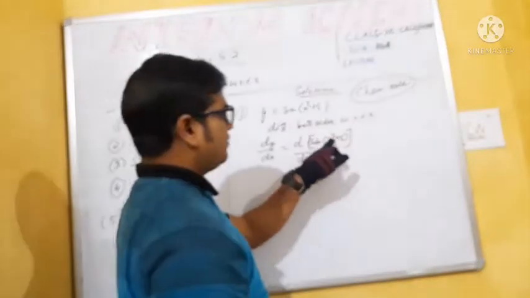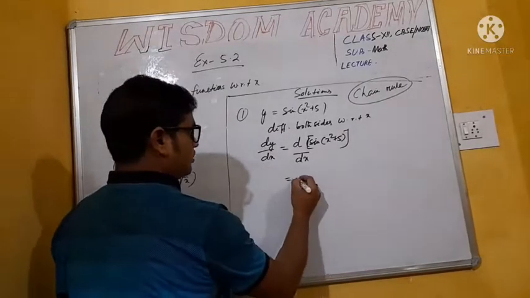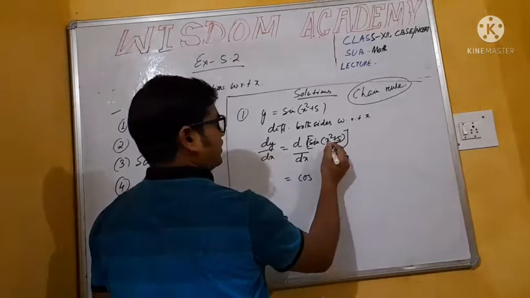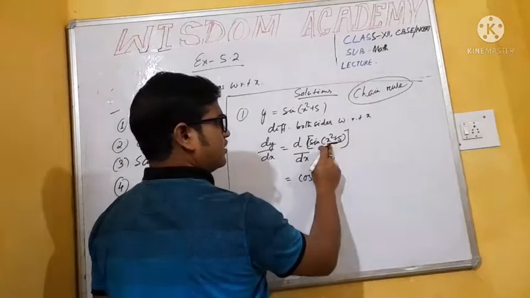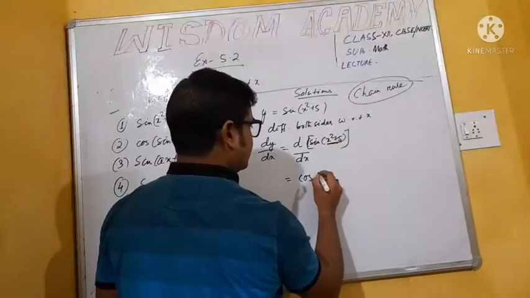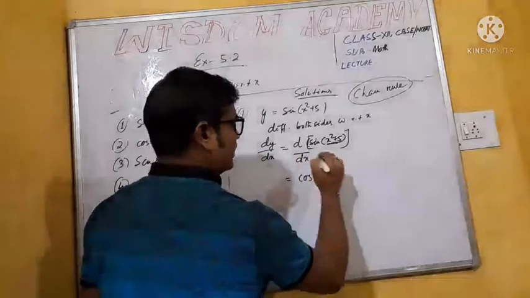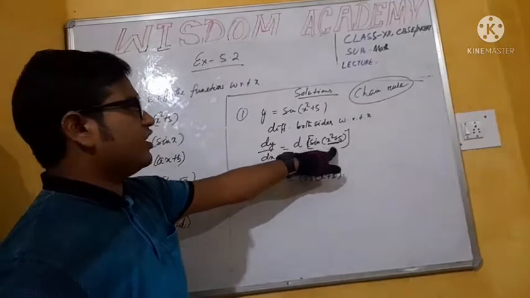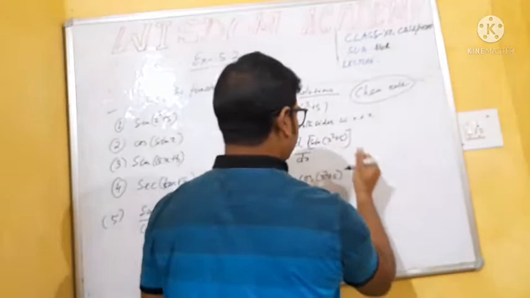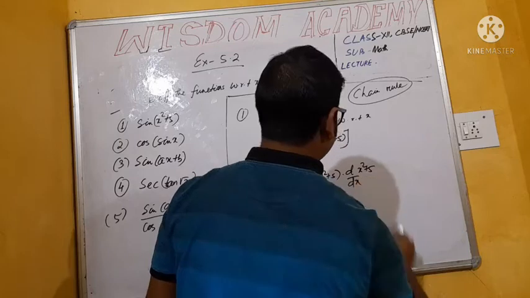Then sine of something, that is cos of something. That means here is not x, but we consider that is x. So sine of x is cos of x. So cos of x square plus 5. Really, here is not x. So again derivative of that function. Derivative of x square plus 5 with respect to x according to chain rule.